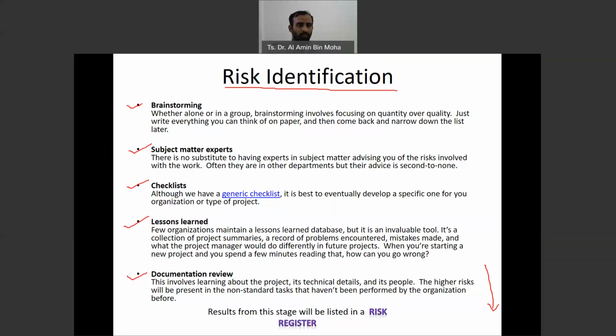So what is brainstorming? Either you are alone or in a group, you brainstorm, focusing on quantity or quality. You have to have some information, right? Then write everything that you can think of on a paper and then come back, go through the list one by one later. So if you are involved in your PSM project, let's say your final year project, you sit and think, what are the risks? So you jot it down.